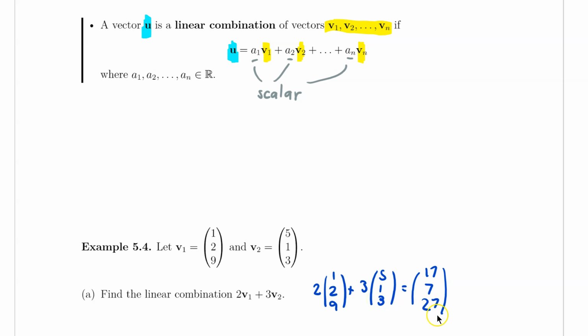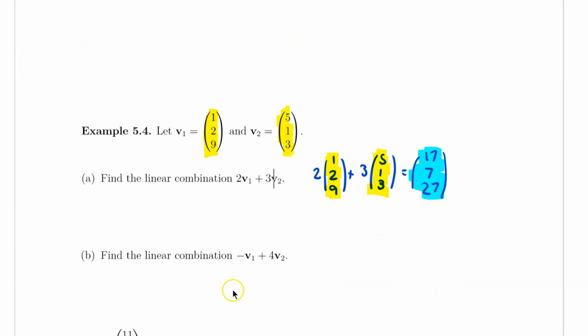Okay, so now this is going to be my vector u then. So this blue guy is basically a linear combination of the two yellow guys, v1 and v2, because I can find scalars such that 2 times this yellow guy plus 3 times this yellow guy is the blue guy here. So now let me try the next one.